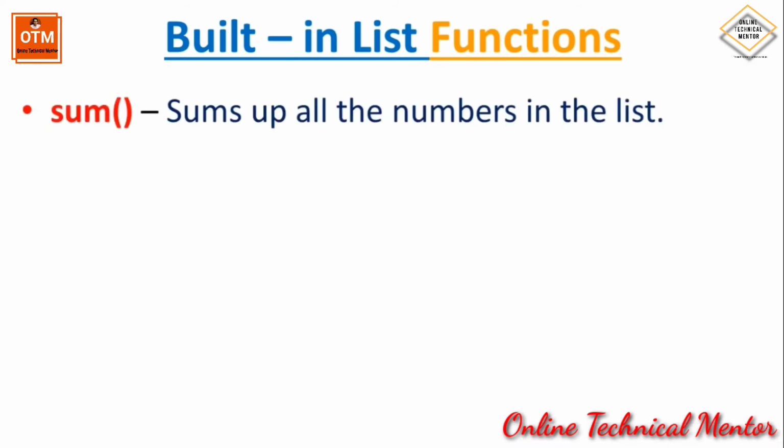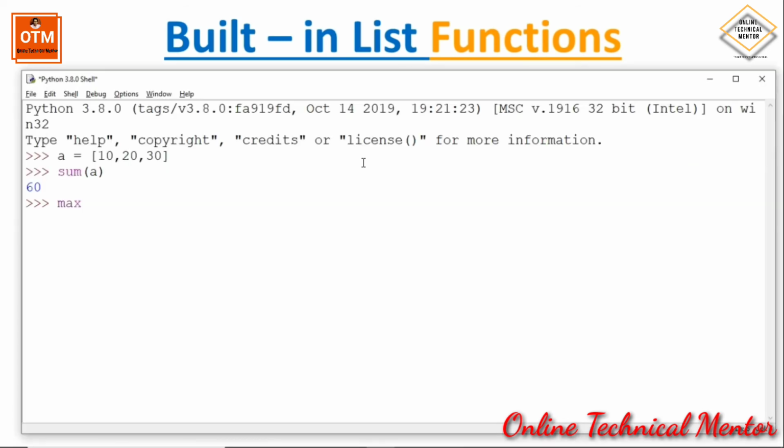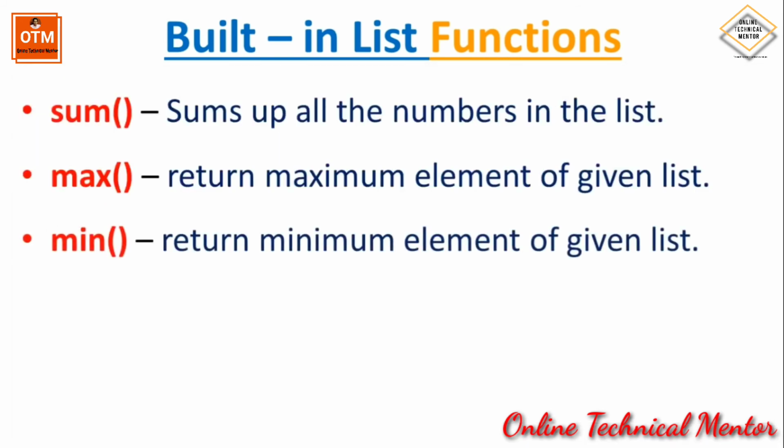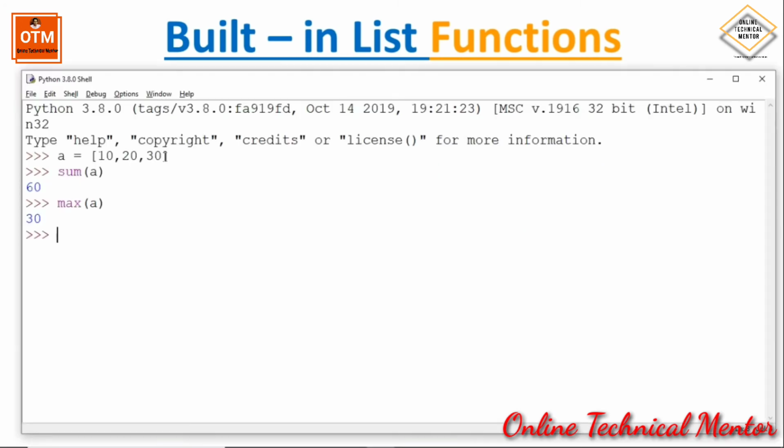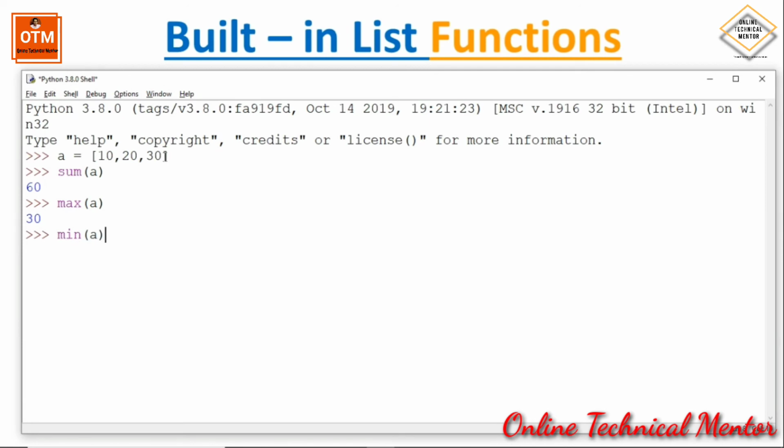Now the next function is max. Max returns the maximum element of a list. If I write max of A, it will return 30 because 30 is the maximum value, or you can say the largest value in the list. In the same way, there is a min function which will return the minimum element of a given list. Let me show you here, min. Let me write A as my argument, and it will return 10 because 10 is the smallest element within the list.